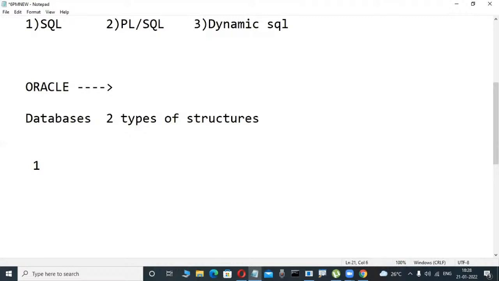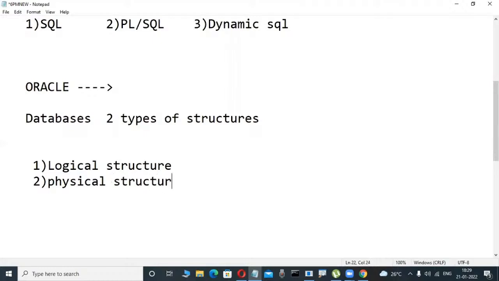Does anybody have an idea? Suppose you are taking Oracle, SQL Server, MySQL, or DB2, any relational database software you are installing in your system, two types of structures are there. One is logical structure. Database means it is a place where we can store structure. Another one is physical structure.